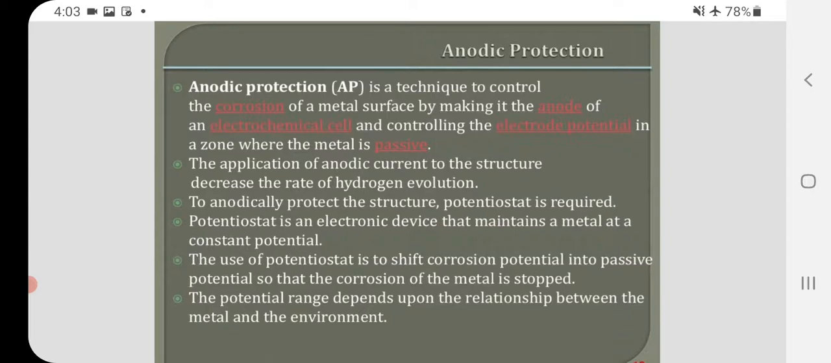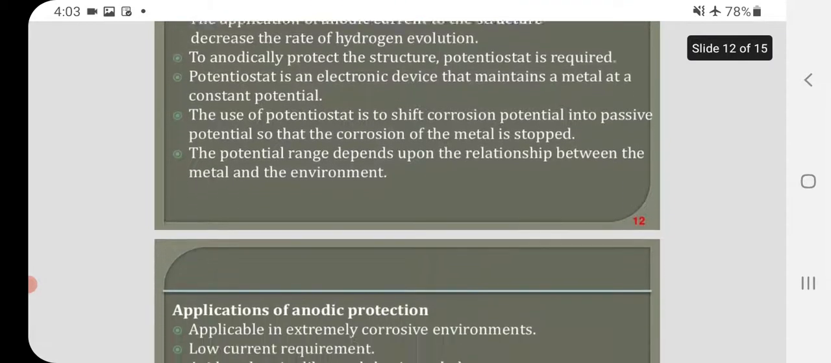A potentiostat is an electronic device that maintains a metal at a constant potential. The use of a potentiostat is to shift the corrosion potential into the passive potential so that the corrosion of the metal is stopped. The potential range depends upon the relationship between the metal and the environment.